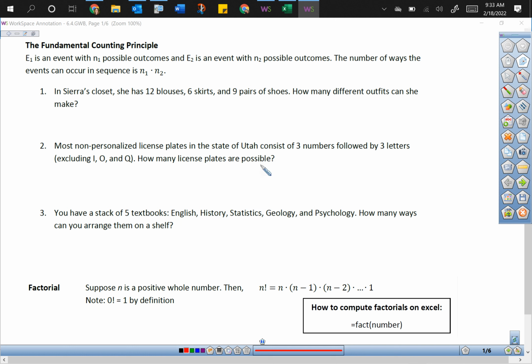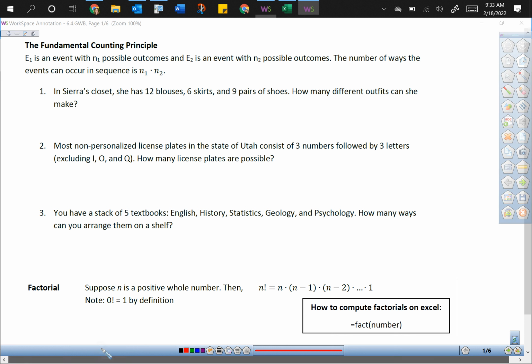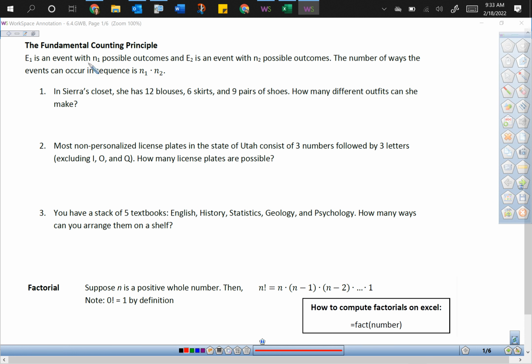Okay, today we're going to start by talking about the fundamental counting principle. You guys have actually already heard about this. We're just going to refresh your memories a little bit. So it says E sub 1 is an event with N sub 1 possible outcomes, and E sub 2 is an event with N sub 2 possible outcomes. All right? The number of ways that events can occur in sequence is N sub 1 times N sub 2. So multiplying the possible outcomes by the possible outcomes.